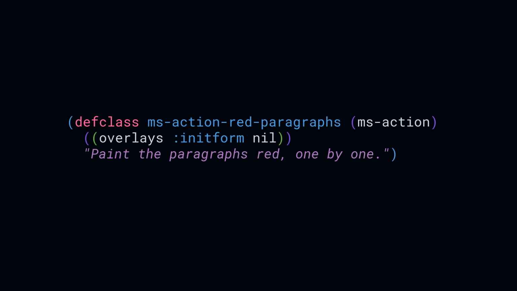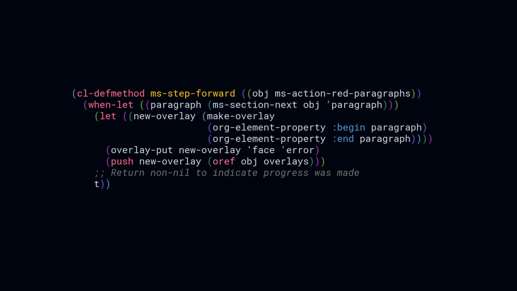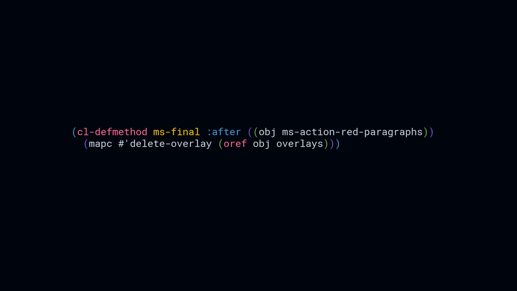We can do this with overlays, and we want to store these overlays so that when the slide's done, we can delete those overlays. In our step forward method, we're going to just create an overlay, and then we'll add a color, and then in our step backwards method, we just delete the overlays. To clean up after ourselves, we'll have a final method that just deletes the overlays that are still around.